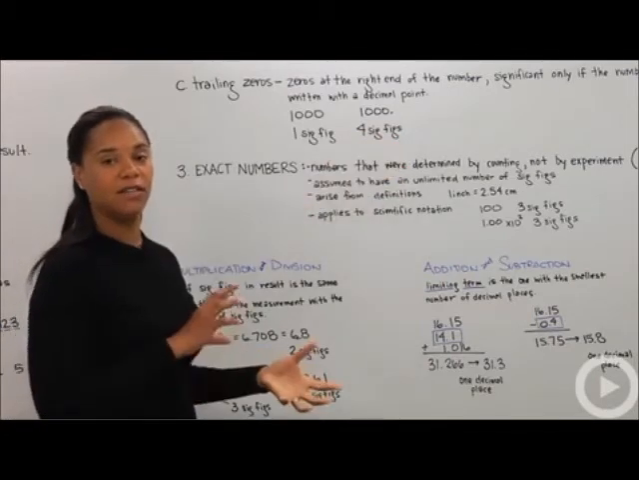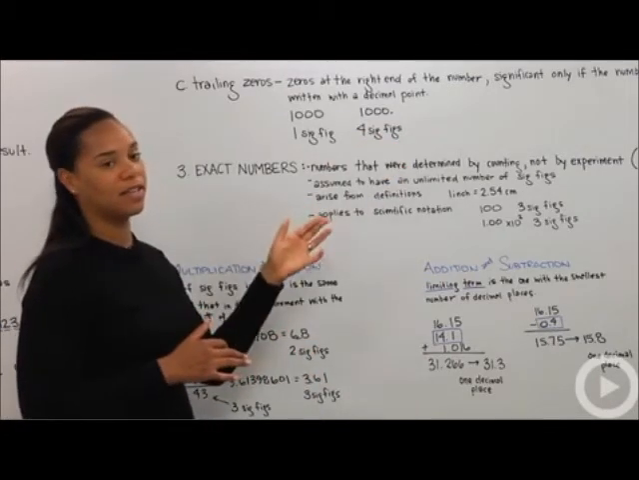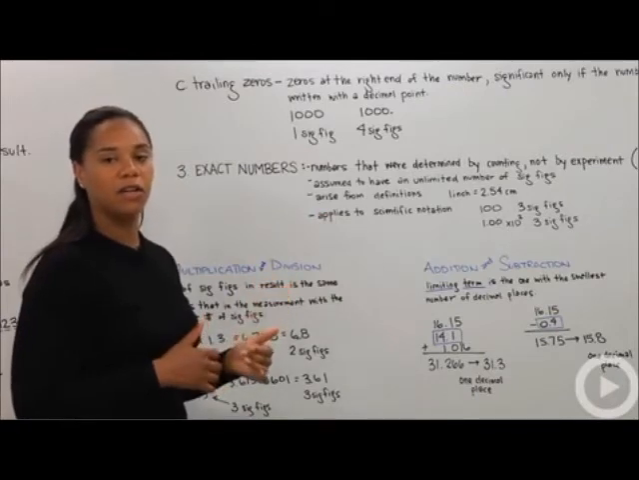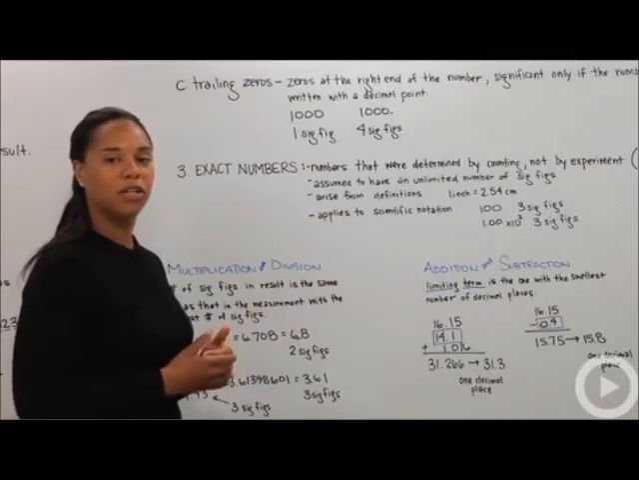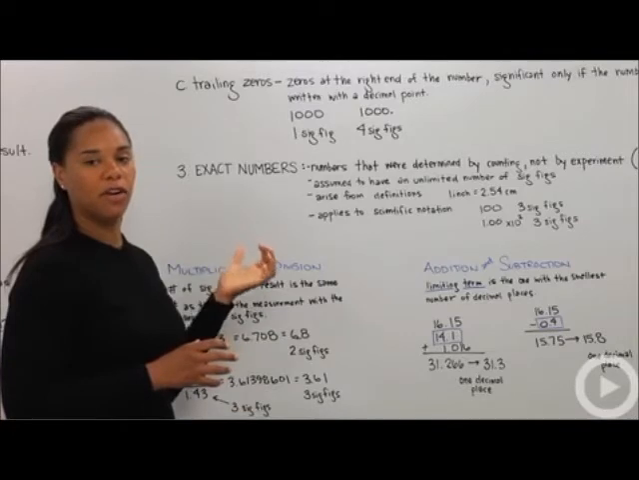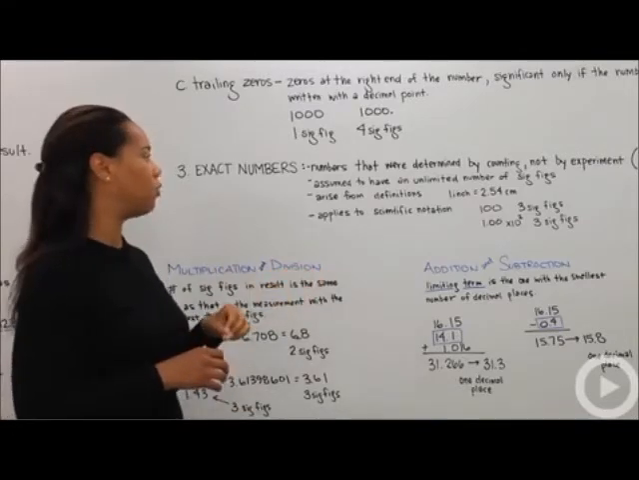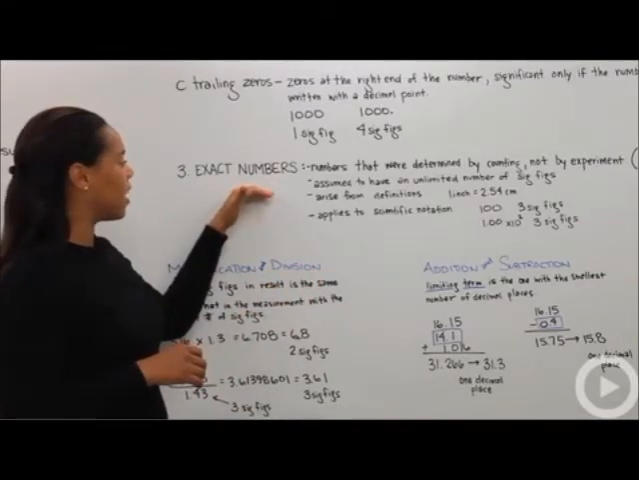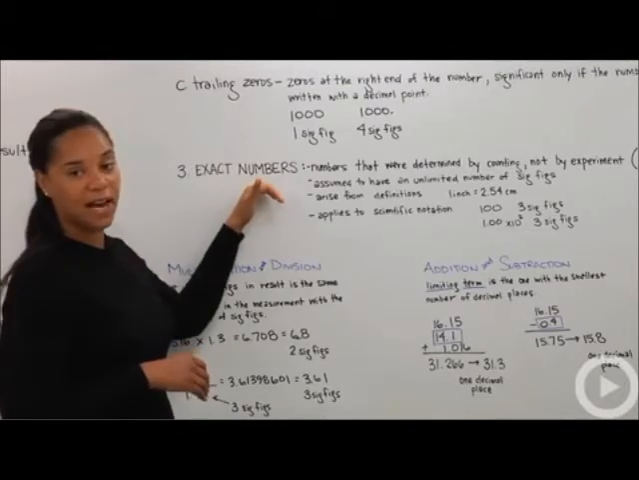I guarantee that the zeros, whether they be on the right-hand side or the left-hand side, are going to be two of your pitfalls. So it's really important to understand how the zeros on the front end work and how the zeros on the back end work. Last but not least, for Sig Figs, we have exact numbers.